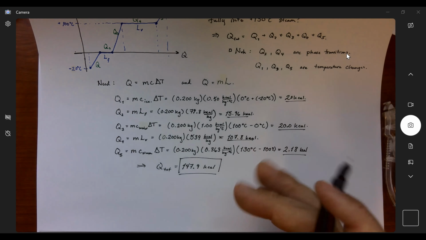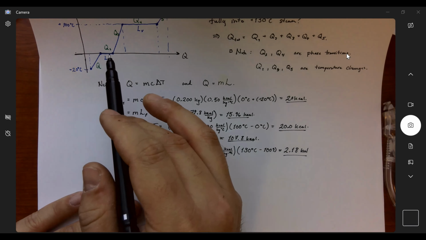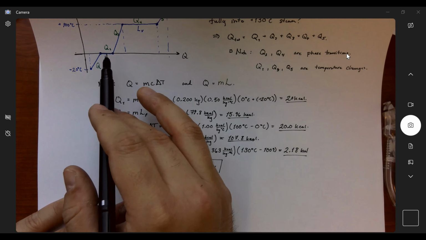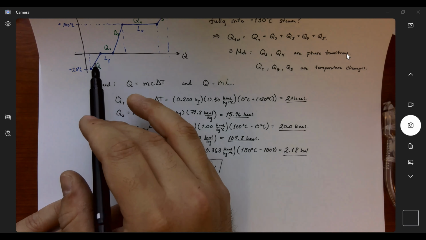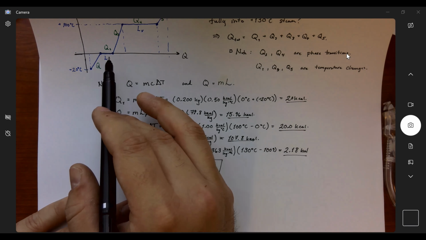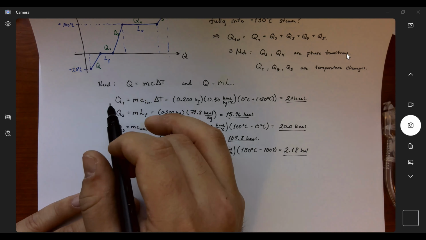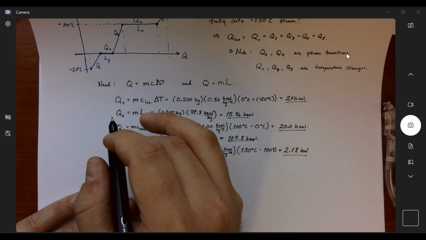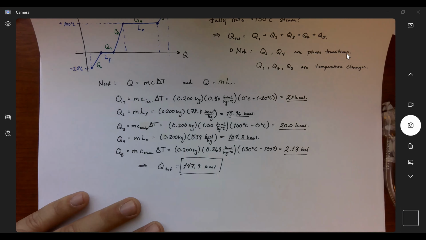Do you guys have an example where a total amount of heat doesn't quite fully convert all of the substance from one phase to another? Have you guys done that example before? No. No?